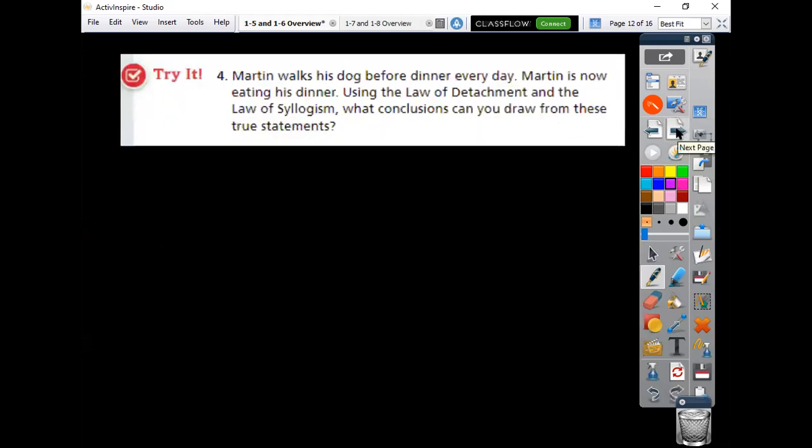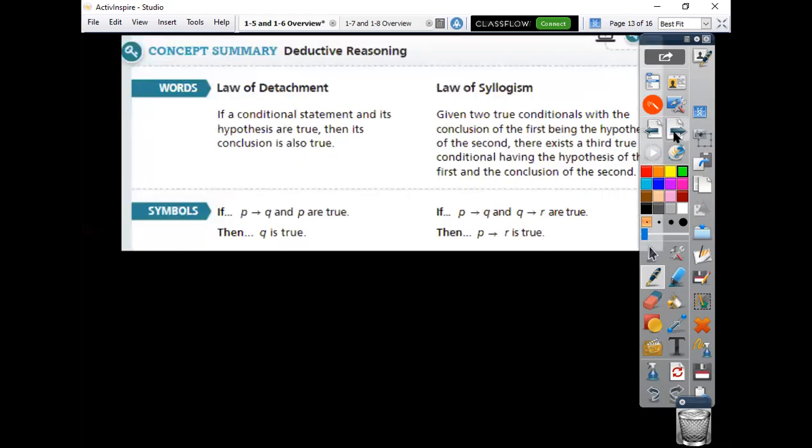All right, so Martin walks his dog before dinner every day. Martin's now eating his dinner. Use the law of detachment and syllogism. All right, so it says he walks his dog before dinner. He's having dinner. So if Martin is having dinner, then he had to have already walked his dog, right? So it's like in order to get to walked dog, you had to go through the idea that he did dinner, okay?